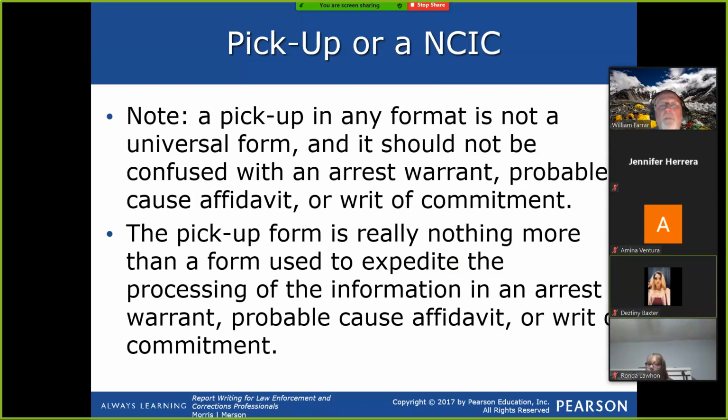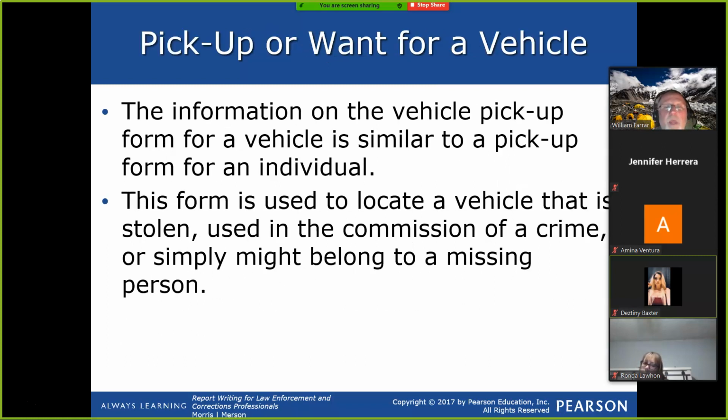Keep in mind that this NCIC warrant, if you will, or pickup, as they call it, has no real universal form. I'll show you what it looks like. It's a teletype looking thing. And don't confuse it with an arrest warrant. That's separate. Or a probable cause affidavit, which we just wrote. Or even a writ of commitment. This form is nothing more than a form that's used to expedite the processing of information in an arrest warrant, probable cause affidavit, or this writ. So, again, if you don't have your suspect, I'm coming up on a couple examples.